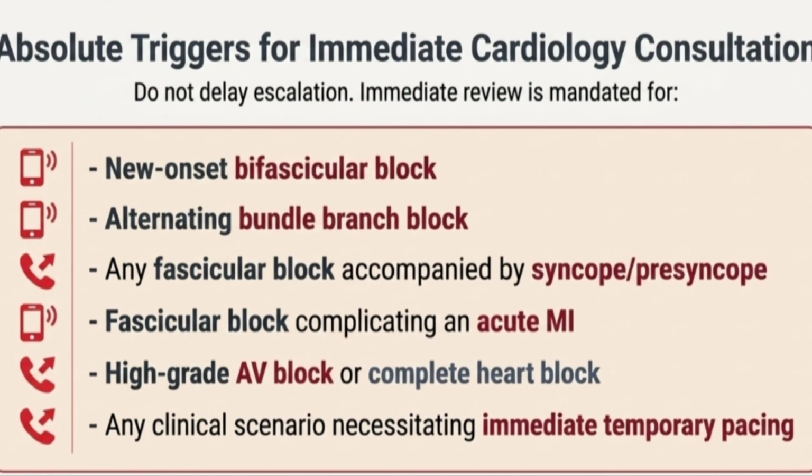So, whenever you see these red flags, you should immediately go for high intensity coronary care unit care: new onset bifascicular block, alternating bundle branch block, any fascicular block with syncope or presyncope, fascicular block complicating acute MI, high grade AV block or complete heart block, and you should look for any necessity of immediate temporary pacing.